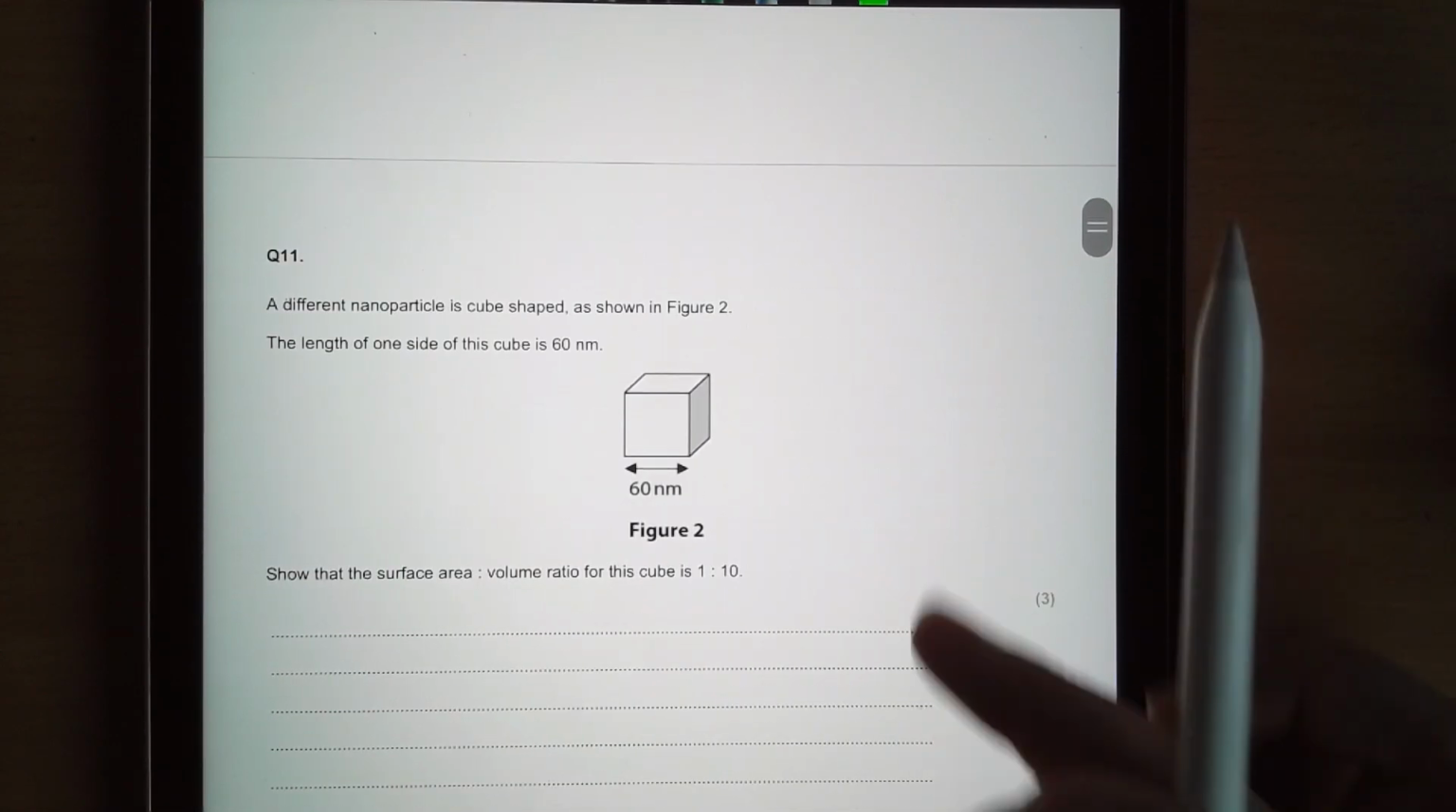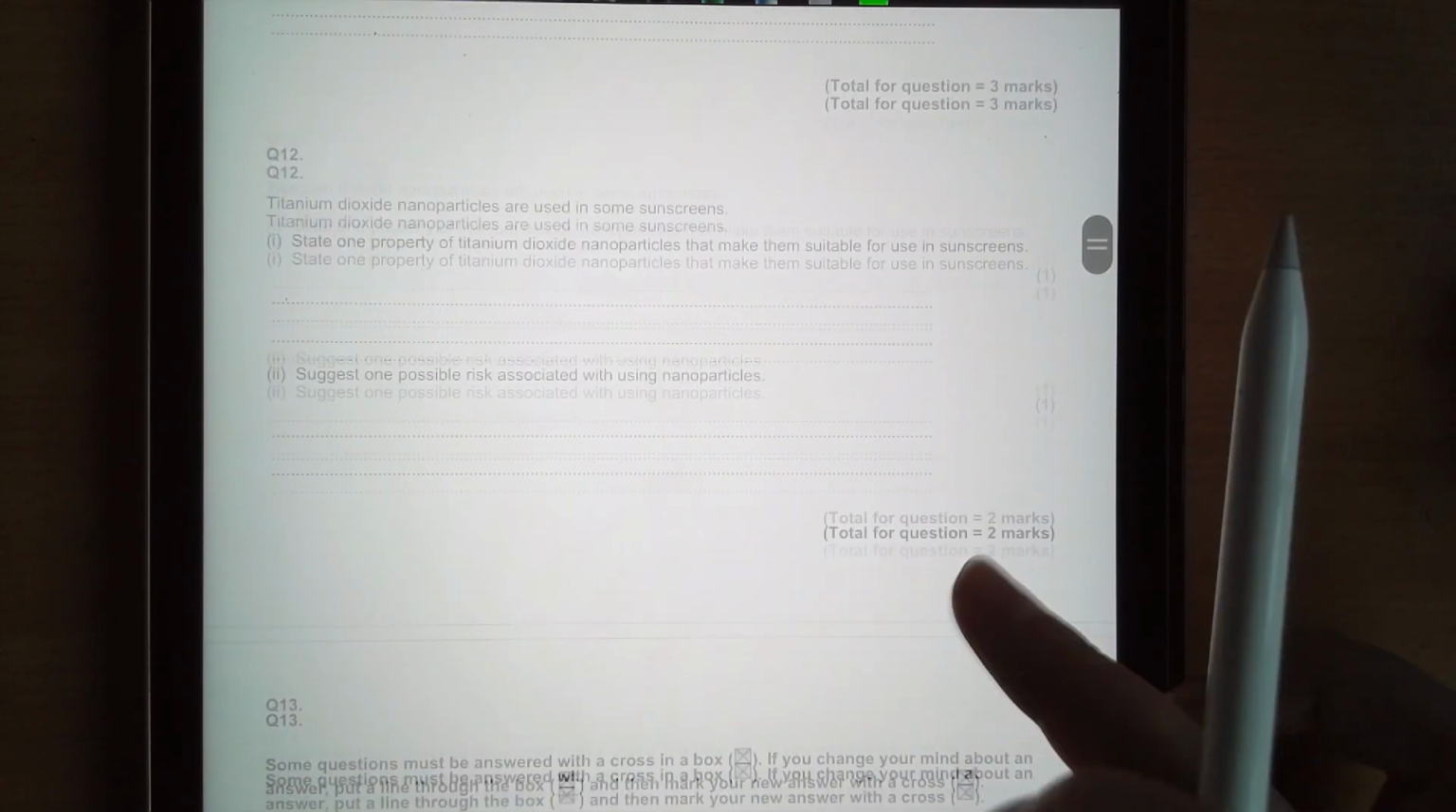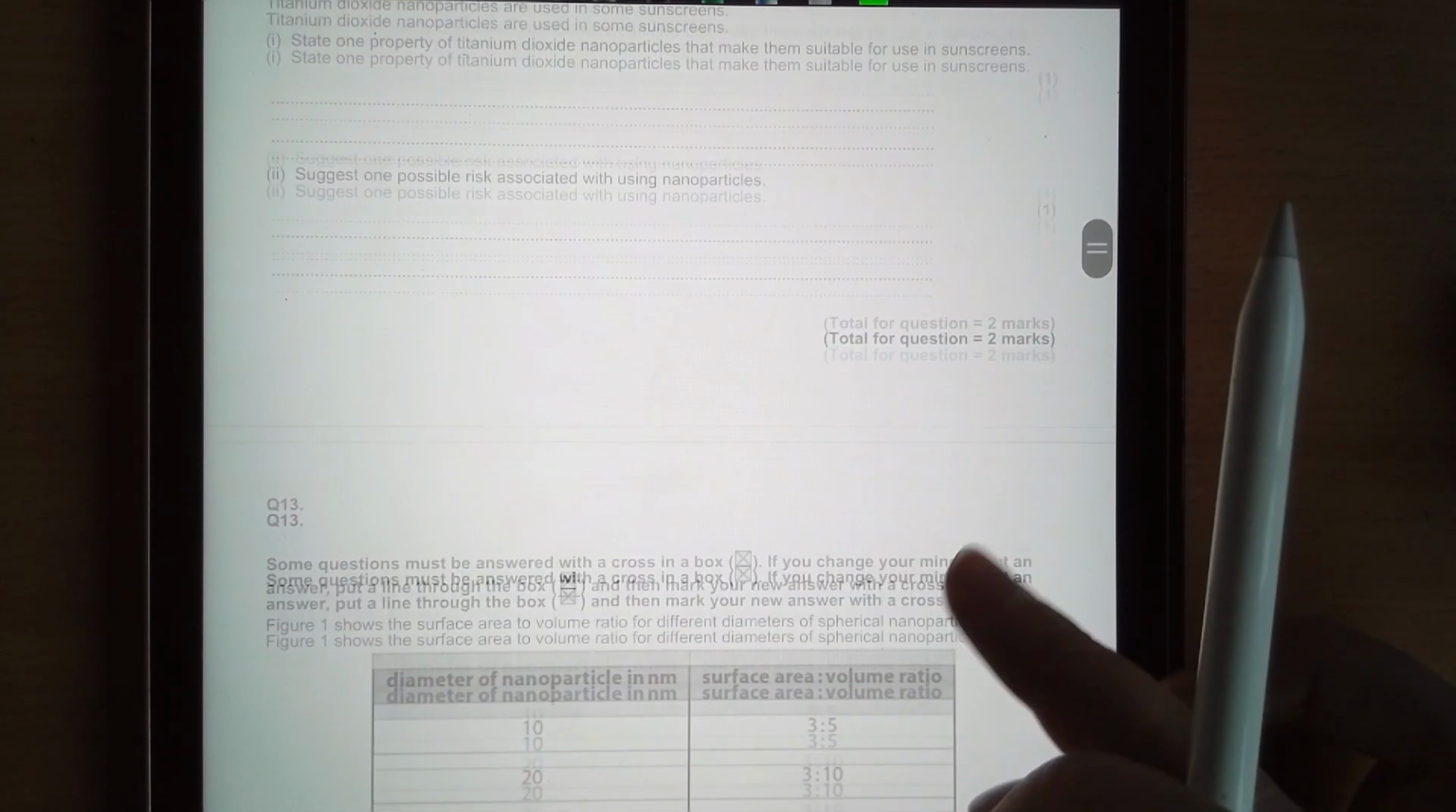Although that, did they ask you for it? Yeah, no, it's fine. It's the same as before. You'll find all this stuff about sun cream in your booklet.